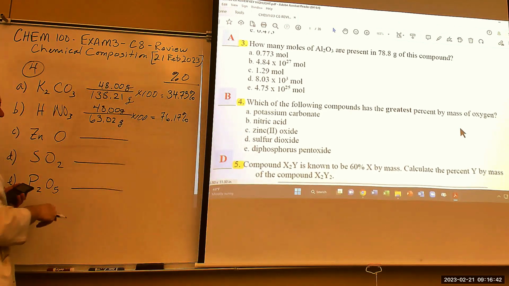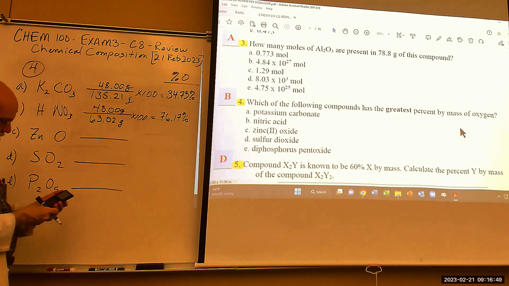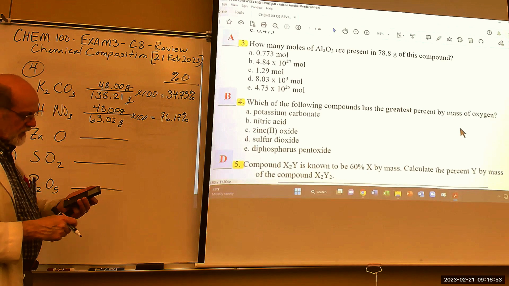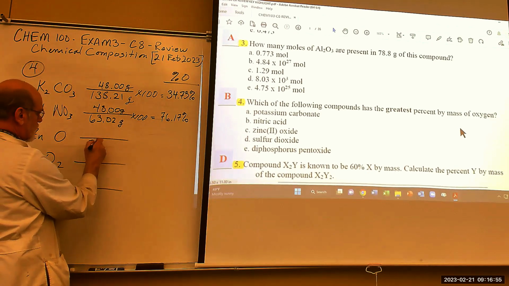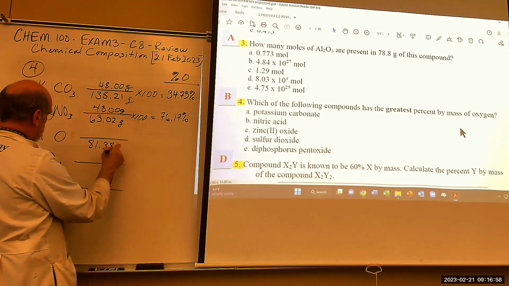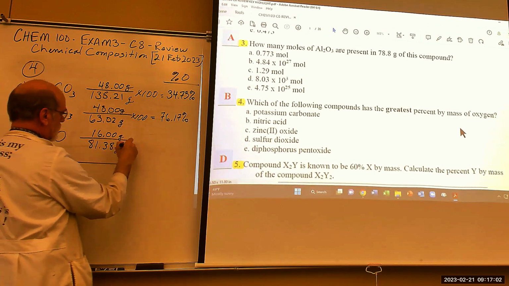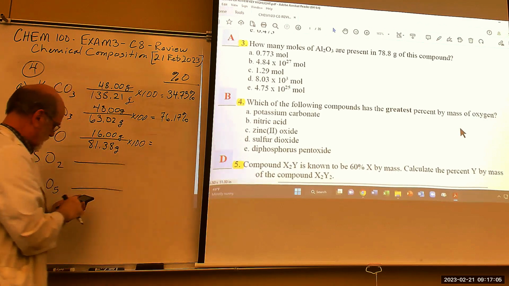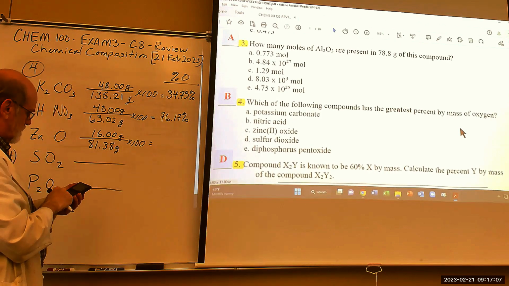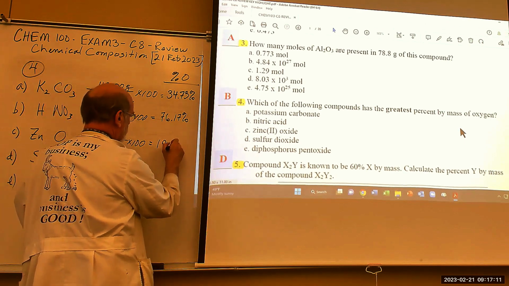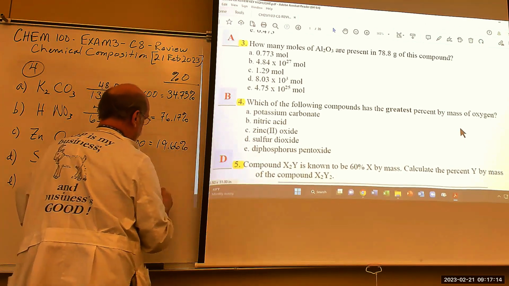Okay. Zinc oxide. Zinc is 65.38. And oxygen is 16. So the total is 81.38. And oxygen is 1 of those atoms. So I need 16 divided by that value, 19.66.